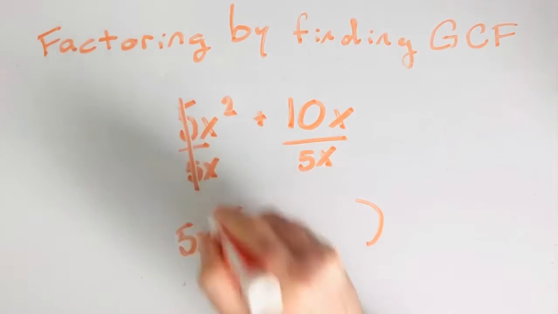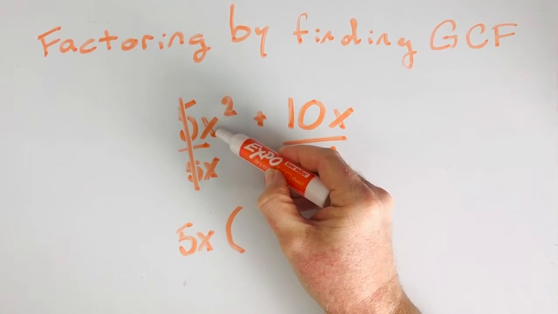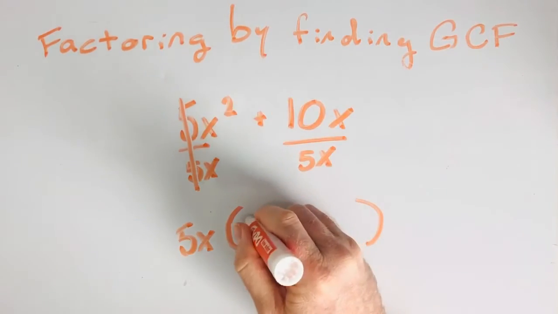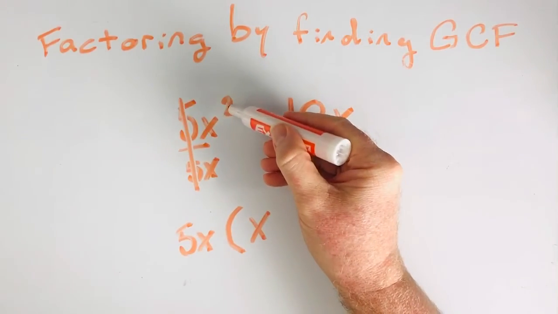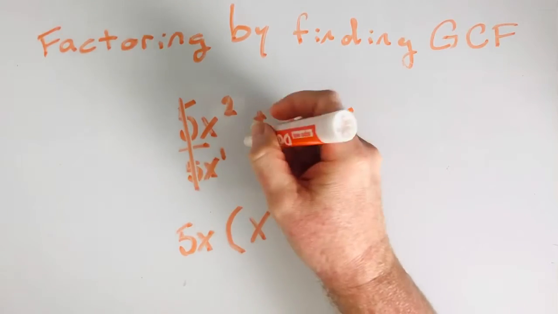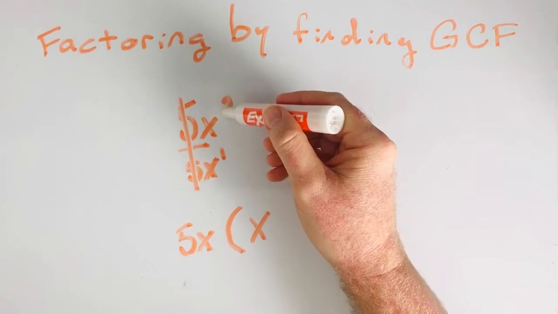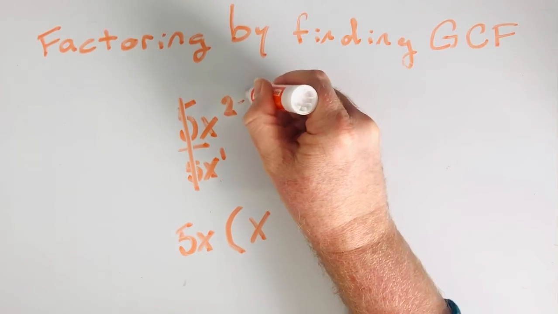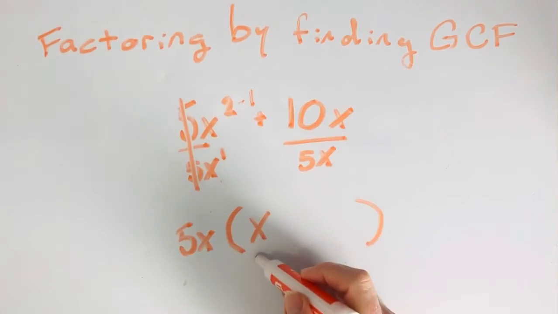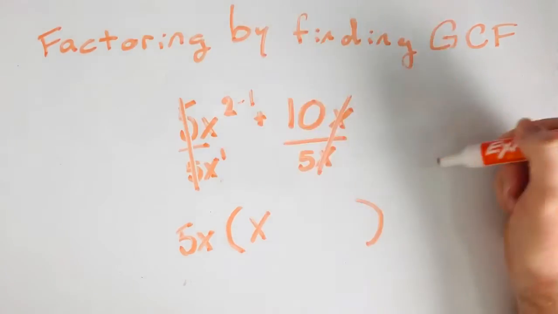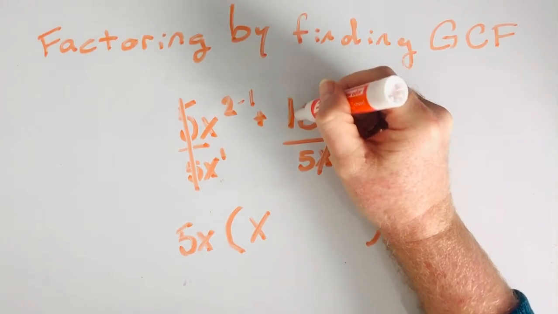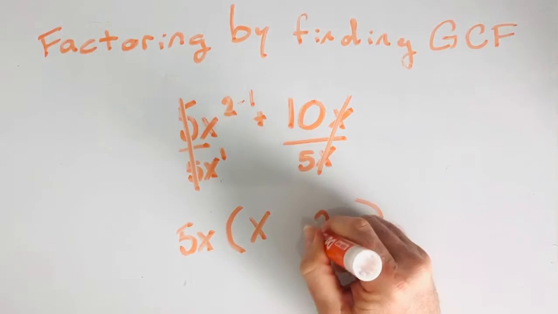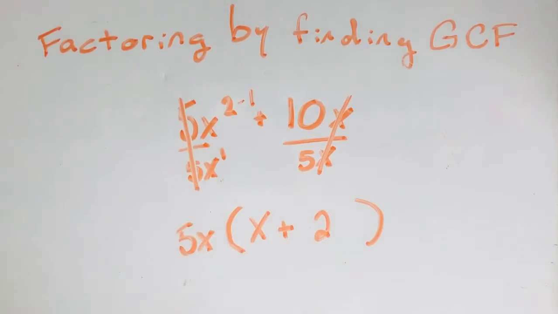Well, the 5's cancel, and x squared divided by x is just x. Because when we divide with exponents, you just subtract. This is x to the 1, so it'd be 2 minus 1, and that's just 1, so it's x. Over here, the x's cancel, and then I have 10 divided by 5, which is 2. So when you factor this, you get 5x times x plus 2.